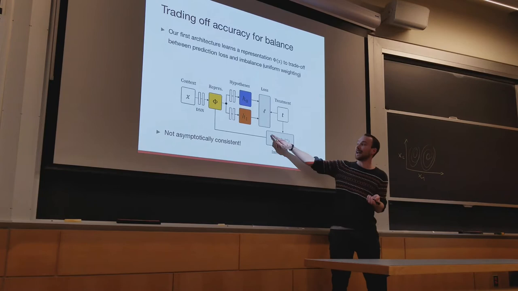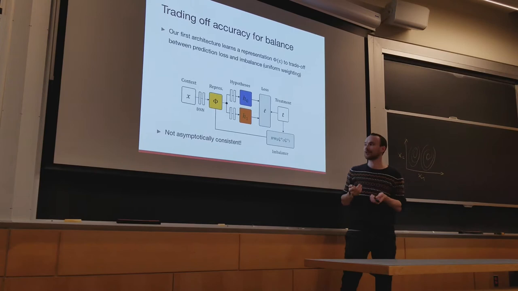Now, of course, we can have a term here that says, care less about this if we see more samples, but we haven't really shown any theoretical results for that. So what can we do?